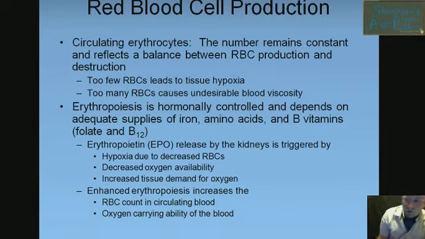Okay, erythropoietin, EPO, which is released by the kidneys, is triggered by hypoxia due to decreased red blood cells, decreased oxygen availability, as well as the increased demand for oxygen. Enhanced erythropoiesis increases the red blood cell count in circulating blood, and the oxygen carrying ability of the blood is increased as well.